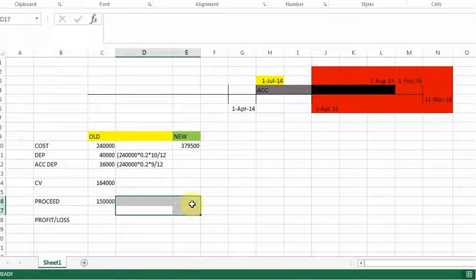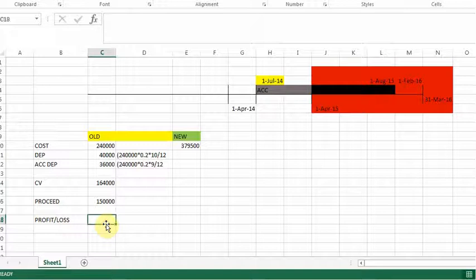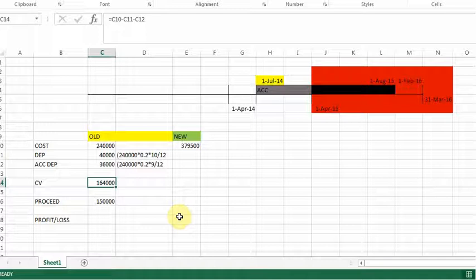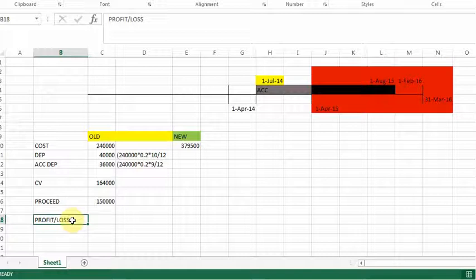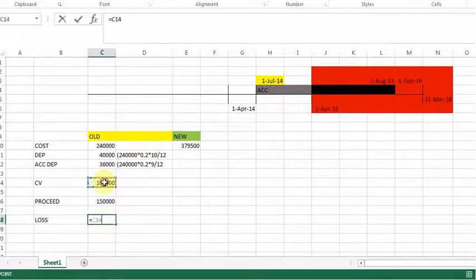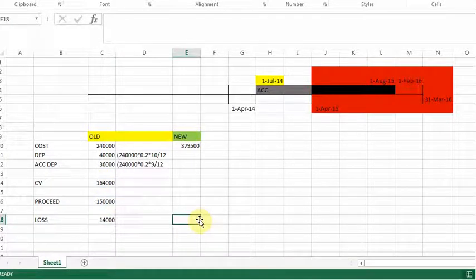And now I need to go and determine whether it's a profit or a loss. So this old vehicle was worth 164,000. They only gave me 150. So I had made a loss on this disposal. So here I'm just going to delete and then show it's a loss. And what would the loss be? It's that carrying value minus the 150. So I've lost 14,000 Rand in this transaction.